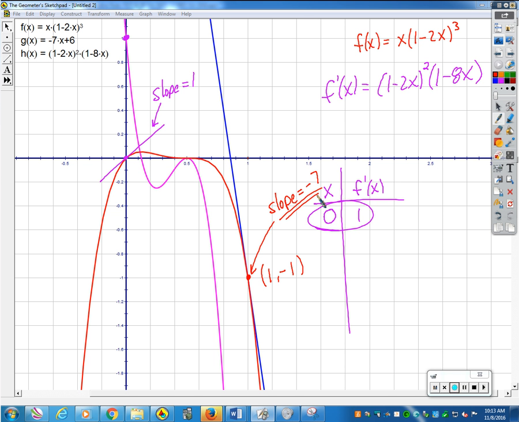How many knew that before she said it? Two, three for Lindsay. Yes. We have discovered the slope of something else in the picture. What Lindsay said was the slope of F at x equals 1 has a value of negative 7, the slope of the red curve. We have discovered something else that has a slope of negative 7 as well. What else in the picture has a slope equal to negative 7?